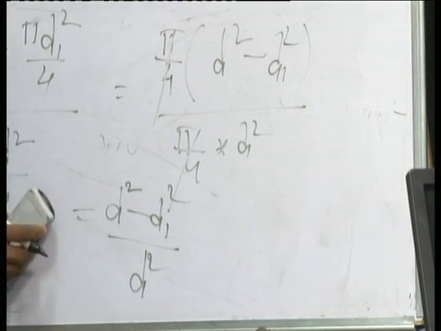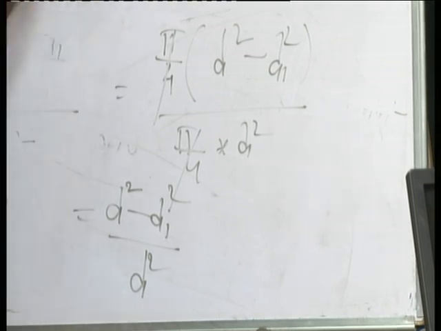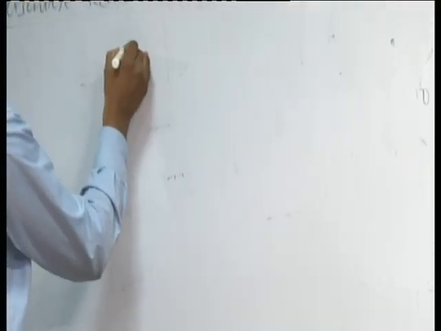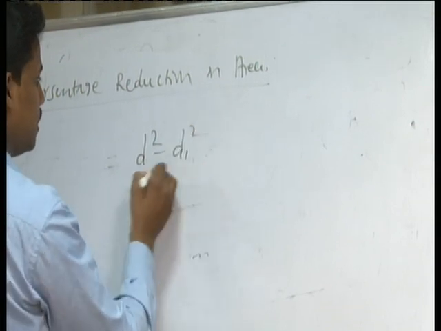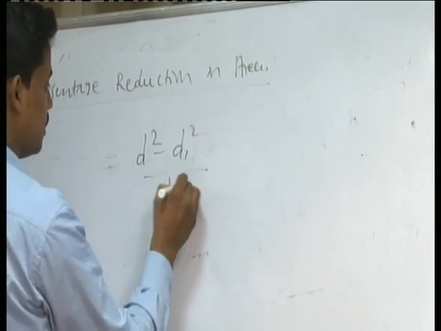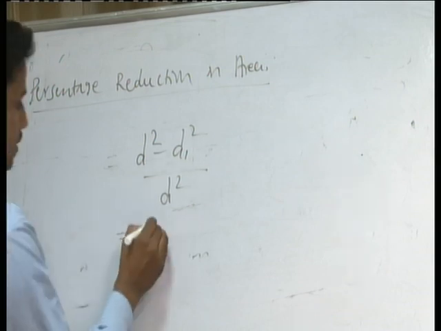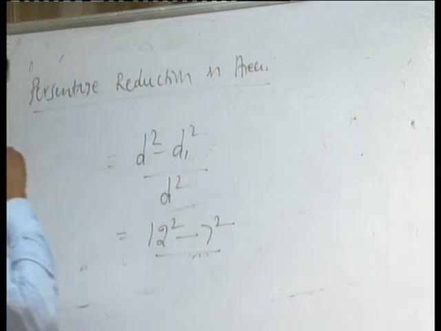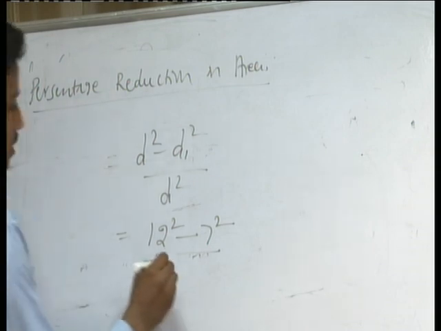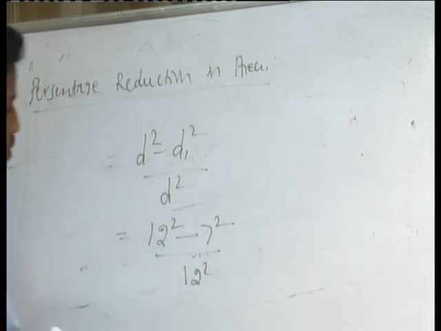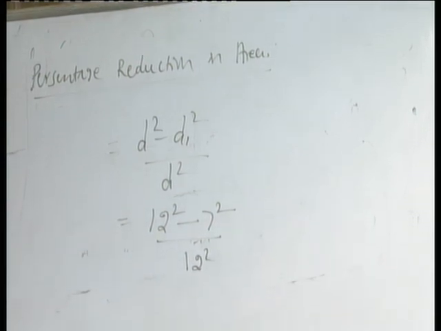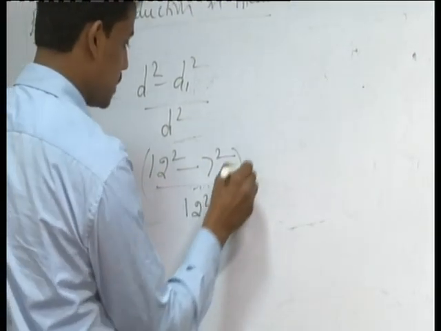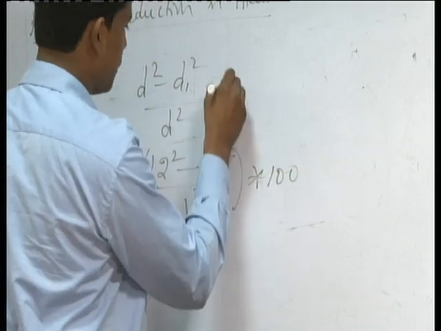So if you substitute the values of the diameters in this expression, (d² minus d1²) divided by d². What is the initial diameter? Initial diameter was 12 mm. So (12² minus 7²) divided by 12², into 100, that is a percentage.